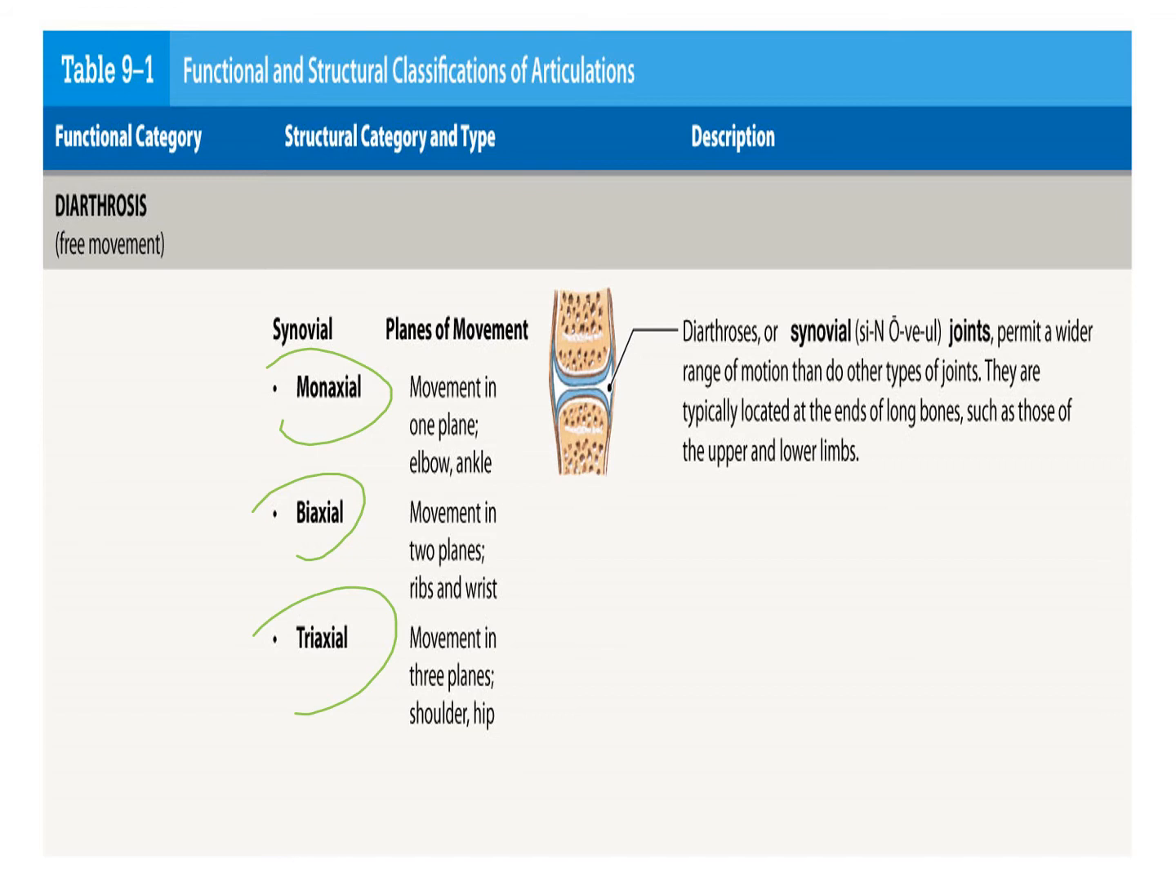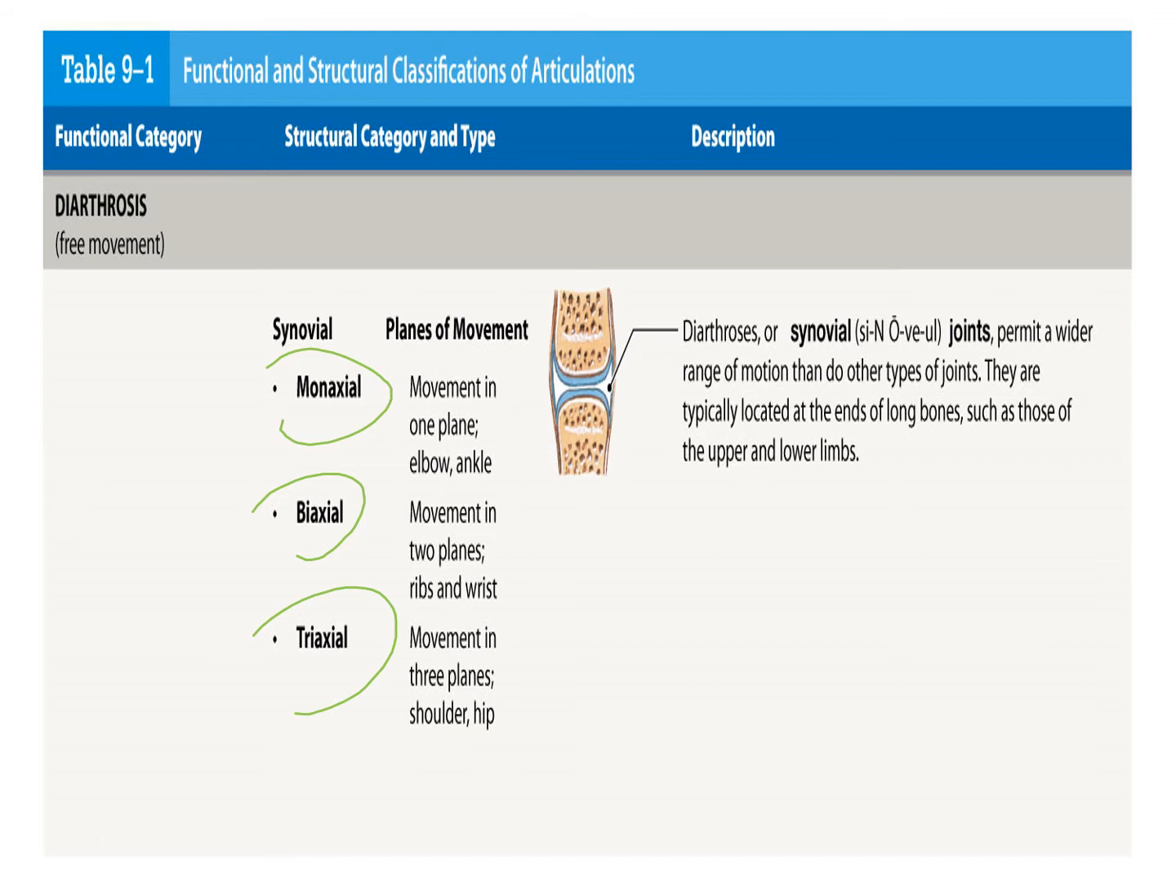Biaxial joints move in two planes. So the ribs move superiorly and laterally. And with your wrist, you can do flexion and extension, and you can do medial rotation and lateral rotation at the wrist. And then our triaxial joints move in three planes. So our shoulder can flex and extend. We're going to learn all these movements later today. So I'm going to wait on that until we get into the movements.